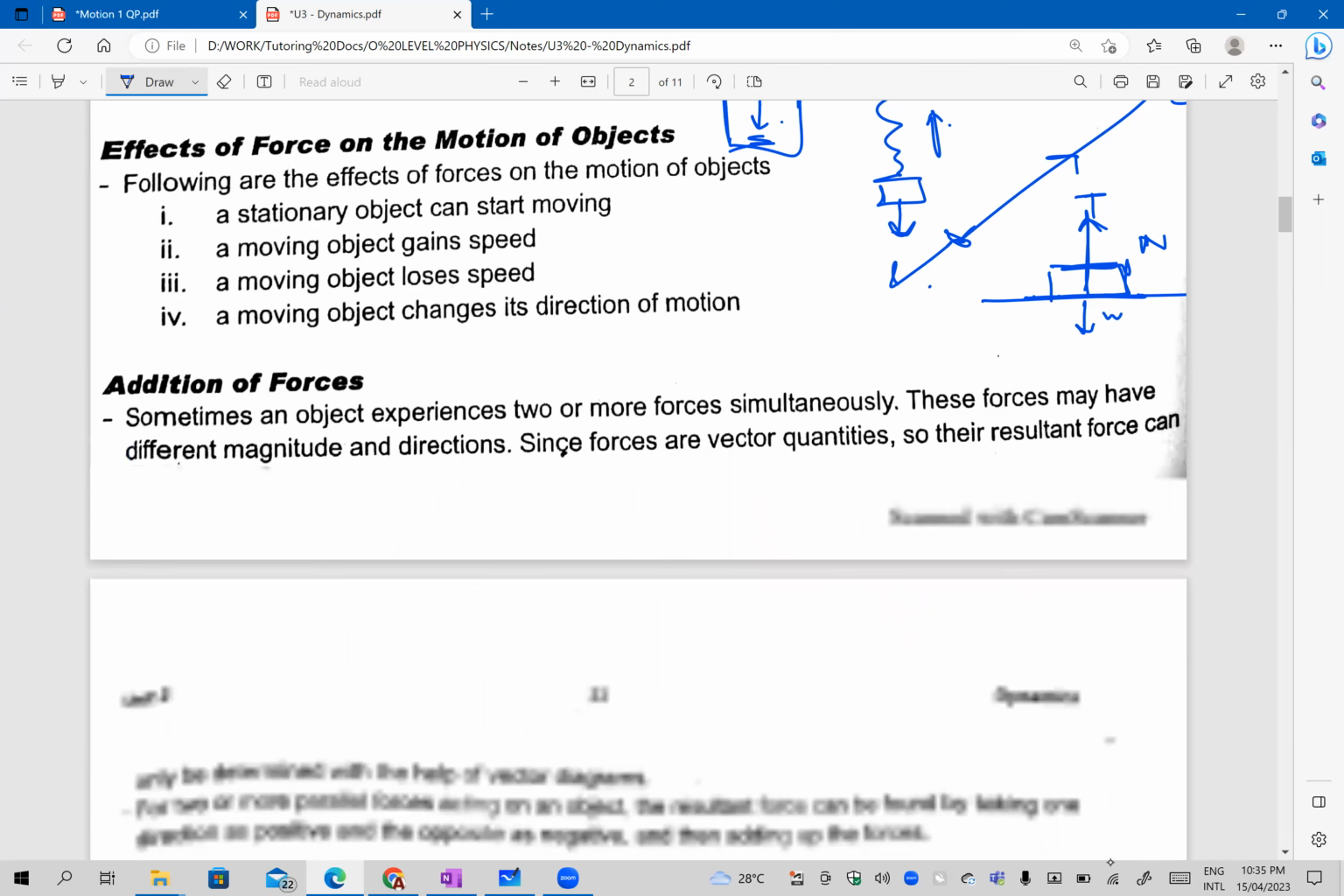Now, let's look at the effects of forces on moving objects. So, forces can cause a stationary object to start moving. They can cause moving objects to move even faster, right? To gain speed.